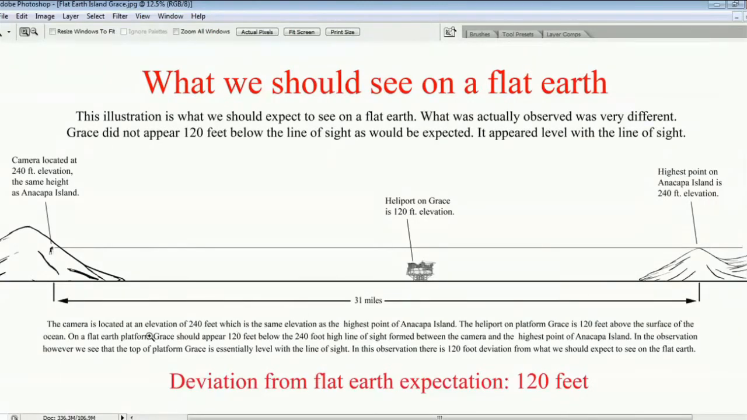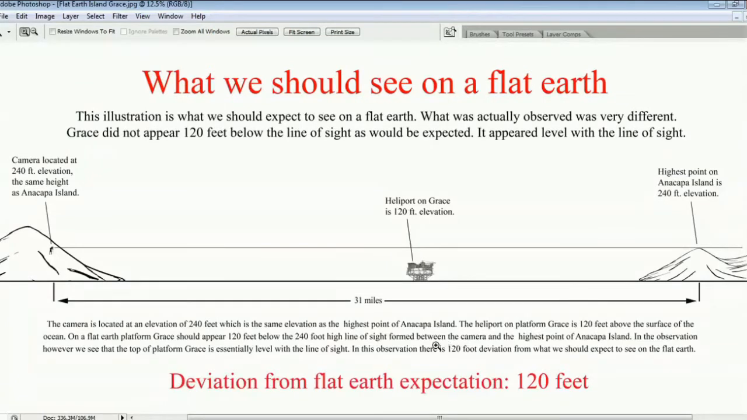And I'll go ahead and read this. The camera is located at an elevation of 240 feet, which is the same elevation as the highest point on Anacapa Island. The heliport on Platform Grace is 120 feet above the surface of the ocean. On a flat Earth, Platform Grace should appear 120 feet below the 240-foot high line of sight, formed between the camera and the highest point of Anacapa Island.